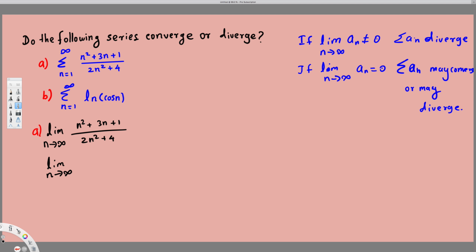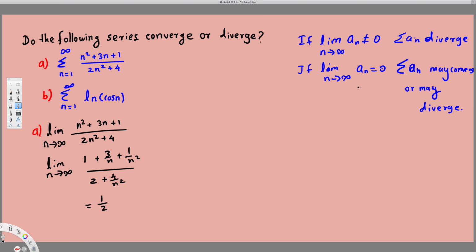So if you divide everything by n square, this is going to be 1 plus 3 over n plus 1 over n square, over 2 plus 4 over n square, right? And if you substitute infinity now, everything except 1 over 2 is going to be 0, because 3 over infinity is 0, 1 over infinity is 0, 4 over infinity is 0. So this is 1 over 2.